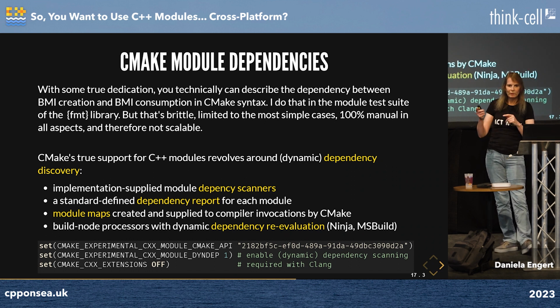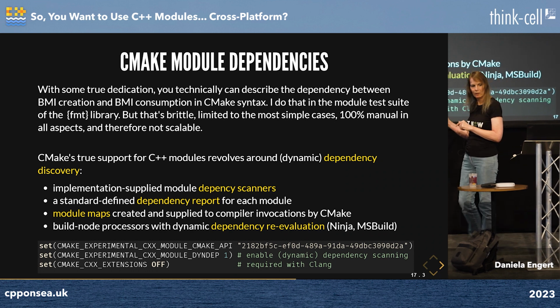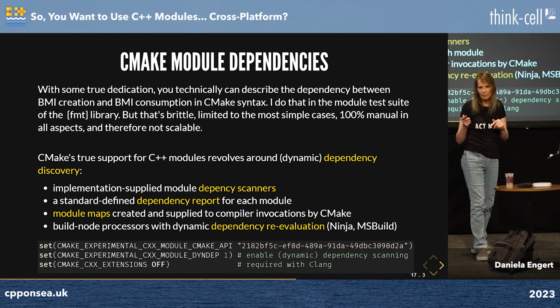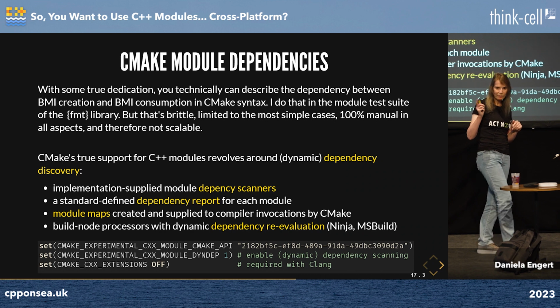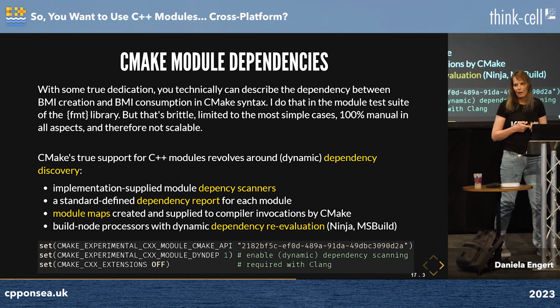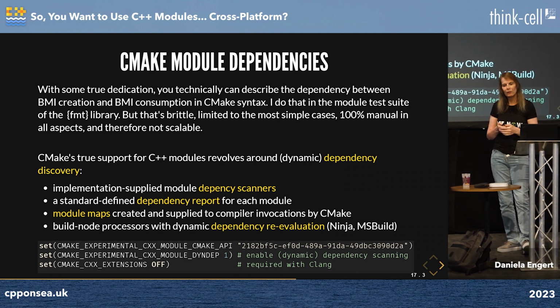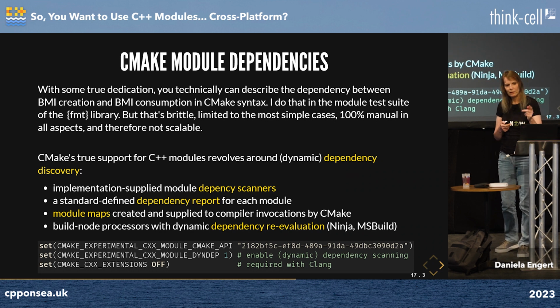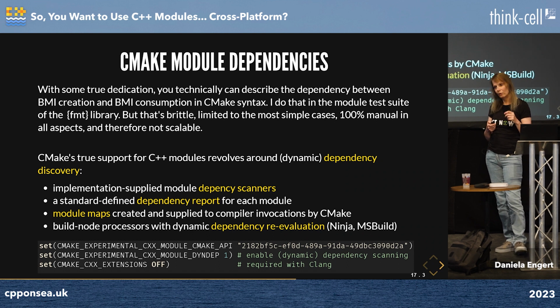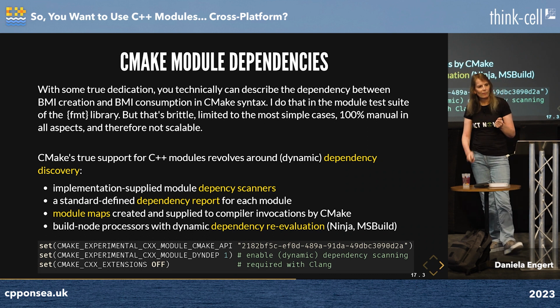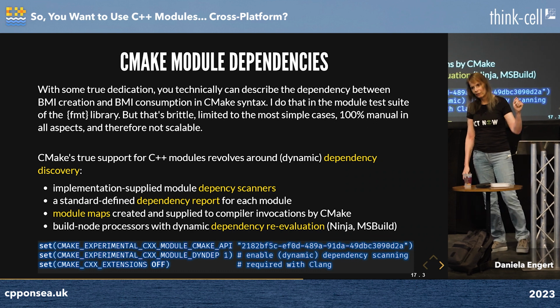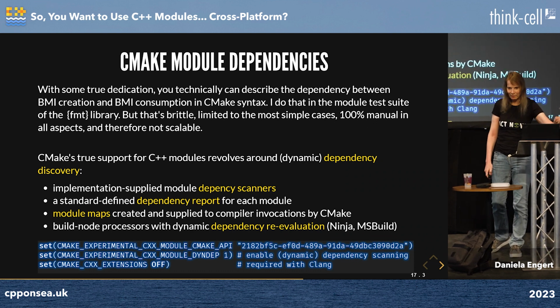And out of these reports, it will create what CMake calls module maps, but please don't confuse them with the module maps from Clang modules. And it needs a build node processor that is actually capable of understanding all of this, in particular dependency re-evaluation. And there are two of them right now. This is Ninja and MSBuild. So in fact, this is not just one magical incantation, it's three of them. Just copy them into your CMake.